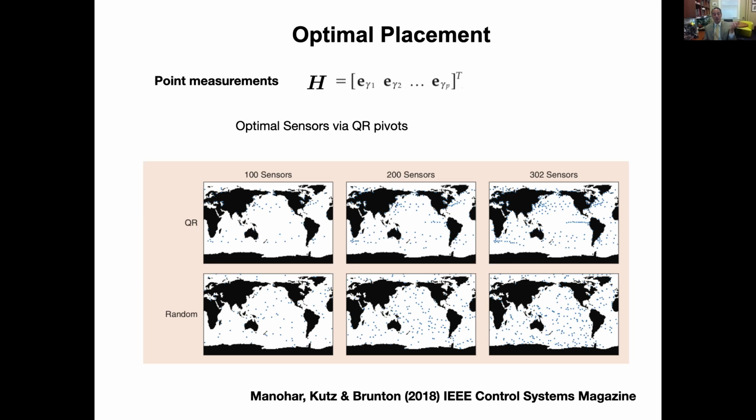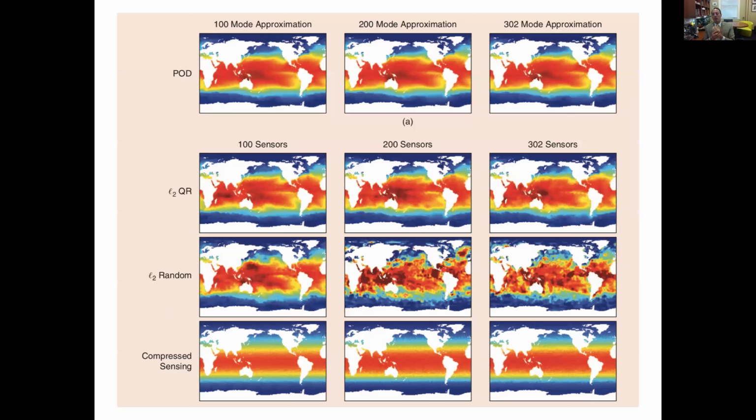Okay? Versus if you do random sensor placement, they're just randomly placed everywhere, which is what I originally said. You just place them somewhere and see how you do. That's what they look like. But here's the performance difference. Okay? So on the top is sort of the truth. These are low rank reconstructions of the sea surface temperature data with 100 modes, 200, or 300 modes. Okay? So that's kind of what, let's call it, the truth.